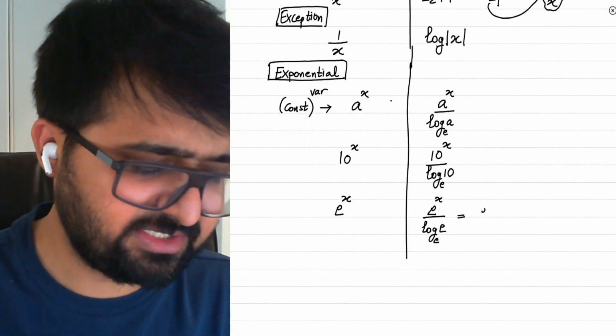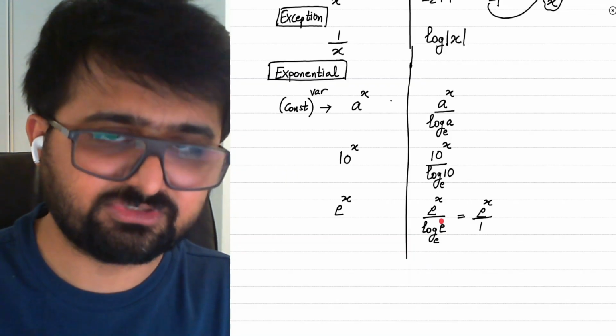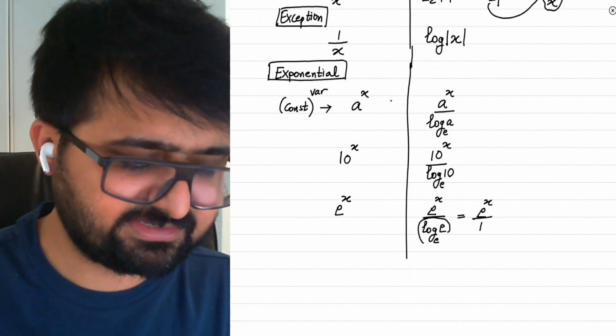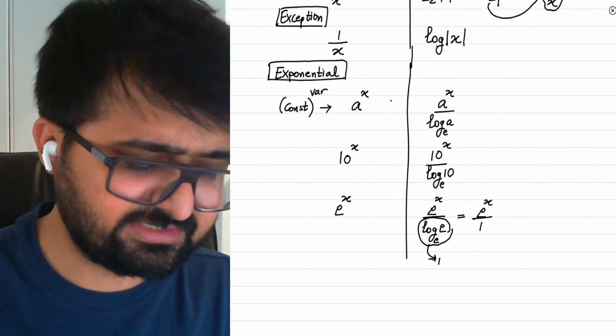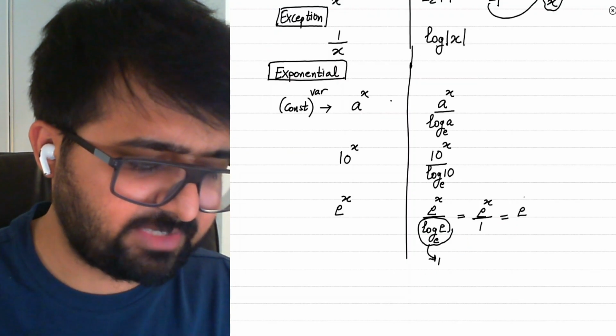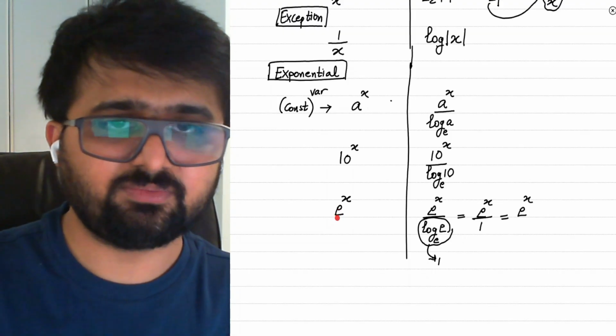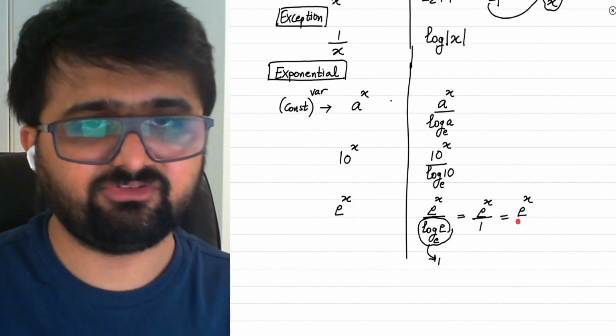So this will just be e to the power x divided by 1. By rules of logarithm, we know the value of this is nothing but 1, right? So this will just be e to the power x. So that implies that the integration of e to the power x is e to the power x.